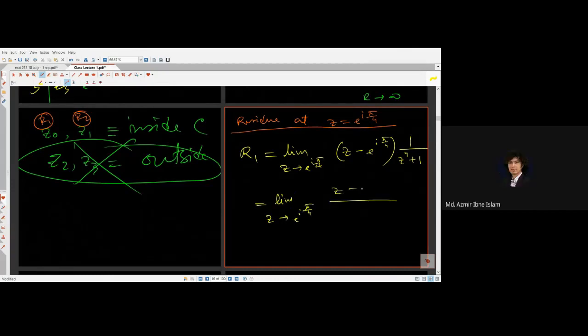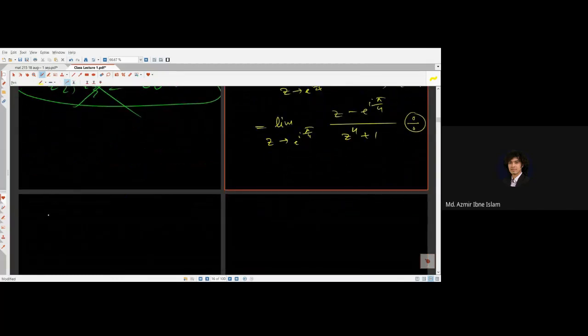And again, this is a L'Hopital rule. That means L'Hopital rule can be applied, because if we input the same thing here, something minus something, that is 0. And since this solution is coming from this part, if we input the same thing in the denominator, we will get 0 in the denominator. So 0 by 0. That means we can apply L'Hopital rule. Is that okay? Yes, sir.